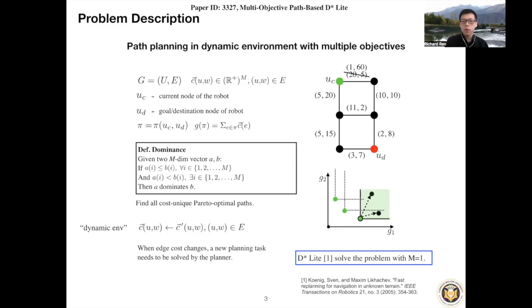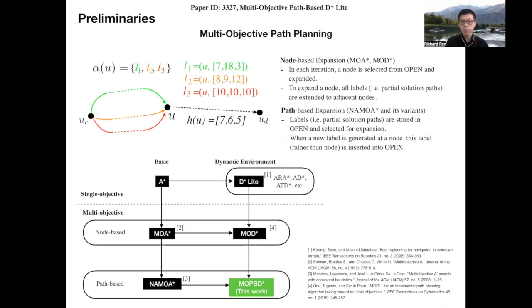And also in this work, the environment is dynamic in the sense that the edge cost vectors can change during the path following process. For readers that are familiar with D-star Lite, in this problem formulation, if we have only one objective, then the problem becomes the one that is solved by the regular D-star Lite algorithm.